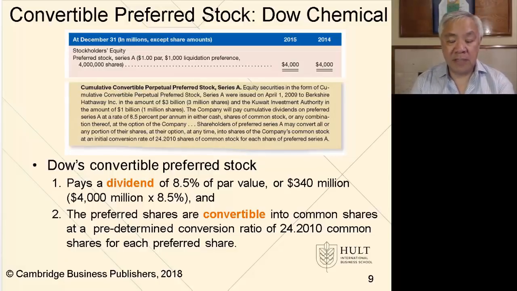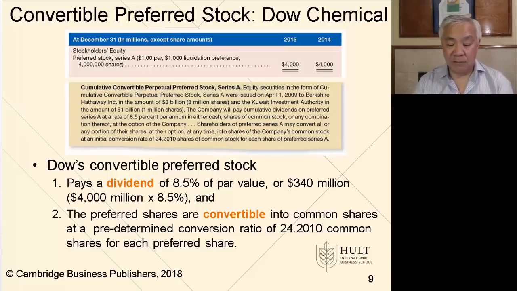Dow has in their preferred stock section, they have Series A preferred, and it's a $1 par, $1,000 liquidation preference, and 4 million shares. And the disclosure gives the details of this particular class of stock, and it is that they will pay a dividend. How much? 8.5% of par value, and par value is $1, so it will pay 8.5 cents per dollar par value. If we have $340 million, that represents the 4 million shares outstanding times the 0.085, and that's what it represents, right? That's the dividend, is $340 million per year.